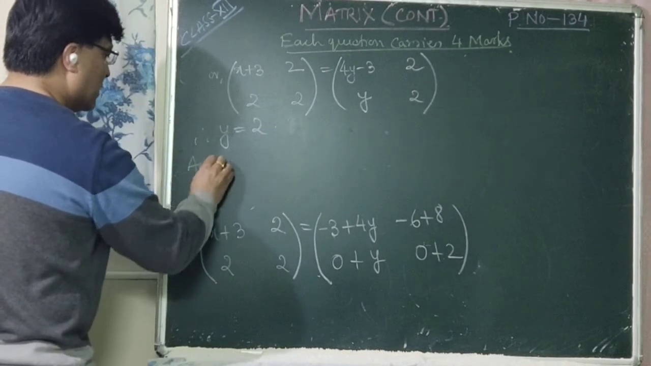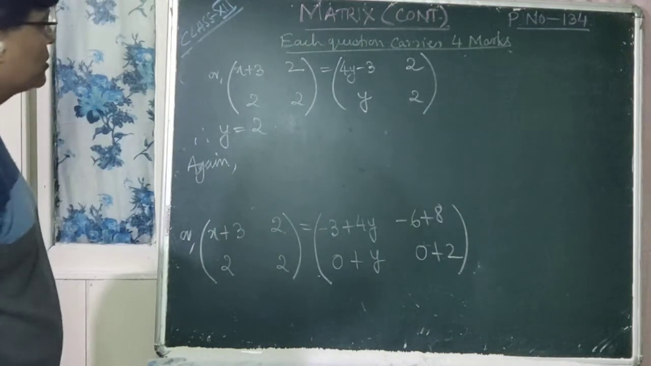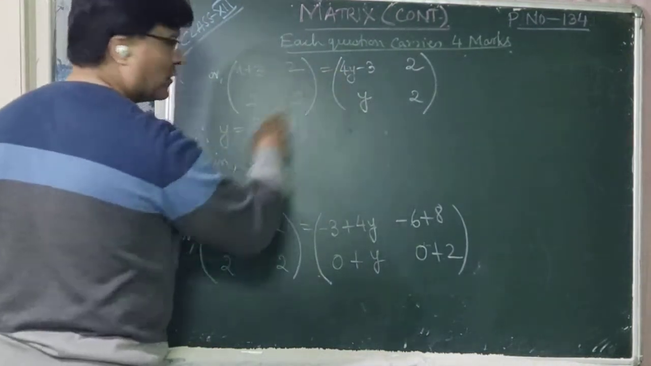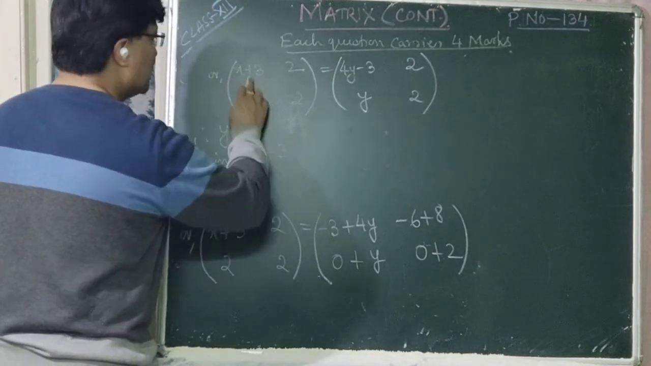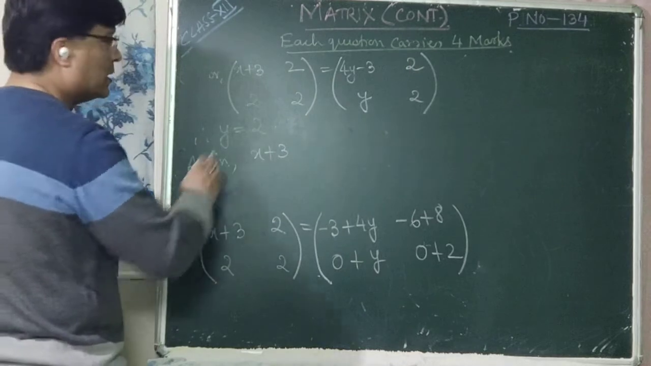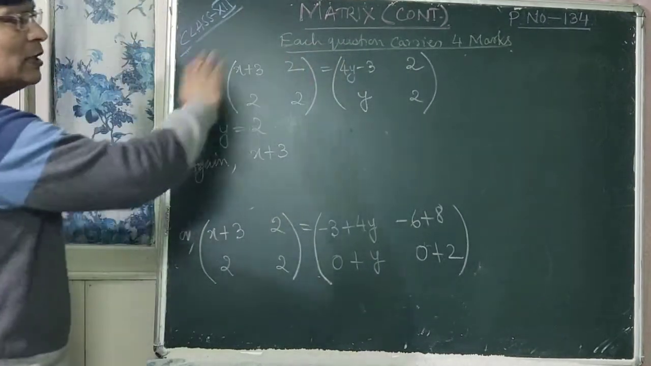Again, you can equate the first elements on both the matrices. That is from the first row. That is x plus 3. You can equate these two elements again. That is, this is the first element of the first row, this is the first element of the first row, and they are on the opposite sides.